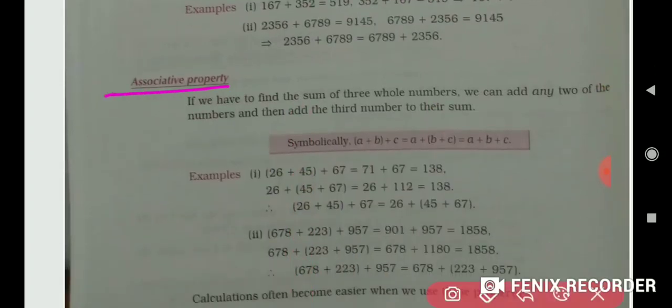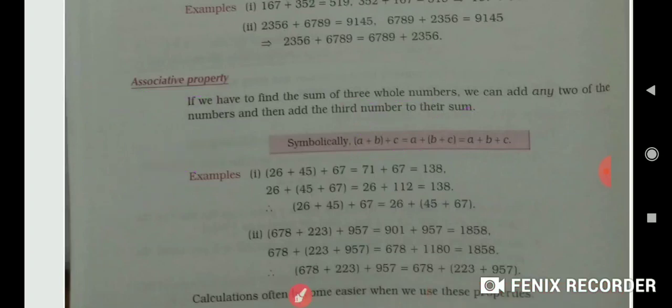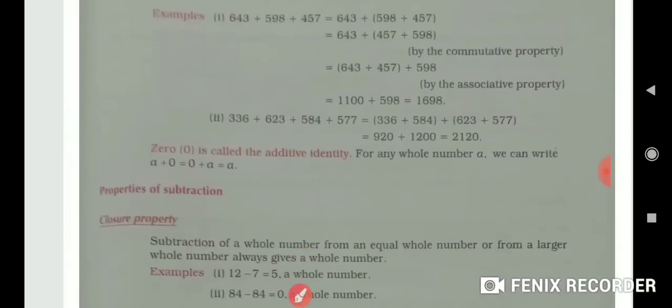Now associative property. Associative property means when you have to add 3 numbers. How many? 3 whole numbers. So here also LHS should be equal to what? RHS. So here the 3 variables are A, B and C. So in LHS what you will do? First you will take A plus B in the bracket and then will keep C aside, and then in the RHS what you will do? A you will keep aside and you will take B plus C in the bracket. We'll explain this through the questions.